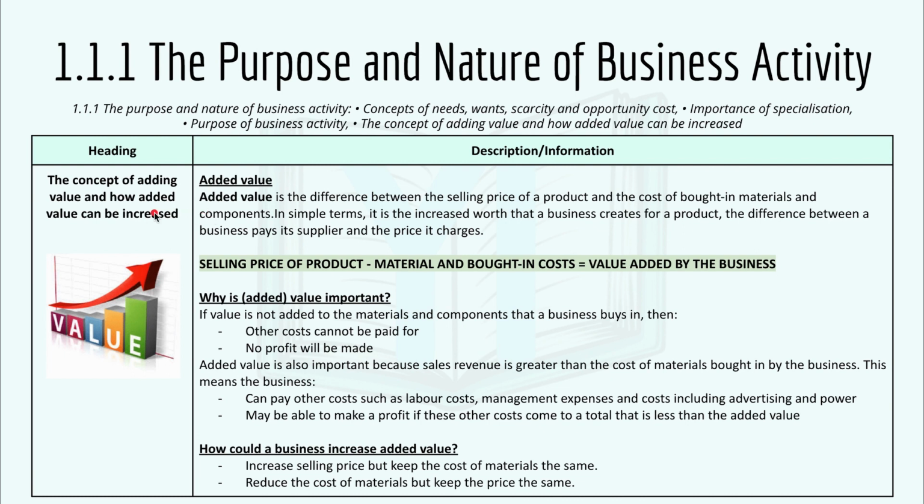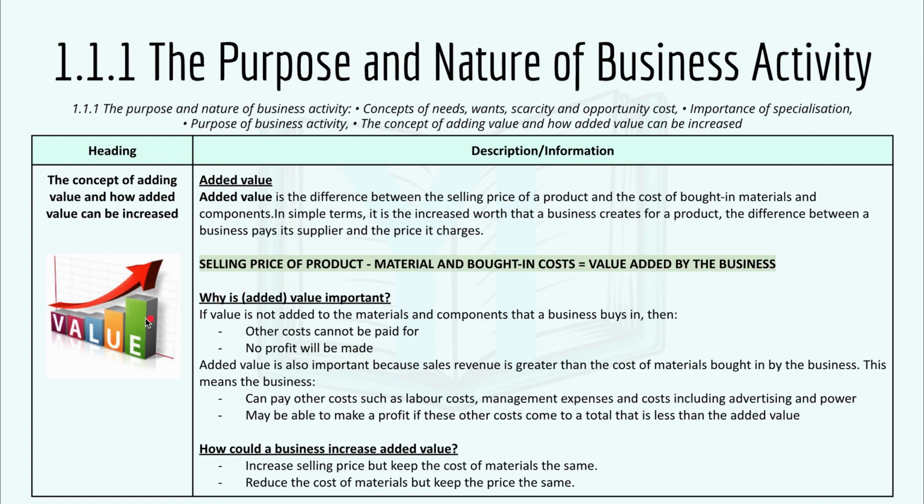Then we have the concept of adding value and how added value can be increased. Added value is the difference between the selling price of a product and the cost of bought-in materials and components. In simple terms, it is the increased worth that a business creates for a product, the difference between what a business paid its supplier and the price it charges. Specifically, the selling price of the product, minus the cost of the material and bought-in costs, equals the value added by the business.